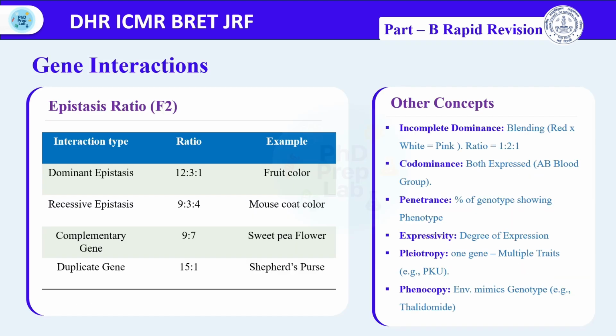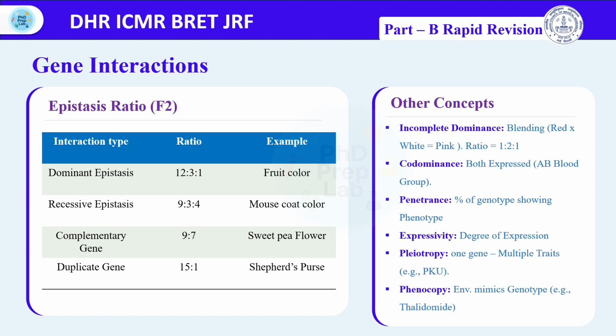Okay, now there are some gene interactions. You should study about these gene interactions in detail. Since this is a rapid revision, we'll only look at the important aspect, which is the ratio, which is very, very important. They directly ask the ratio for dominant epistasis, complementary gene, like that. So here we'll study the epistatic ratios.